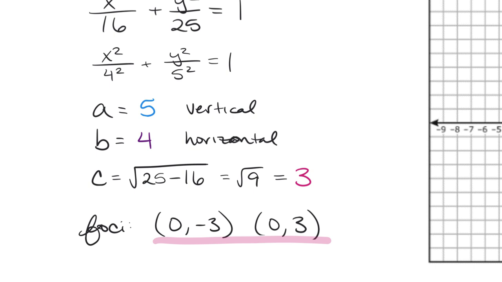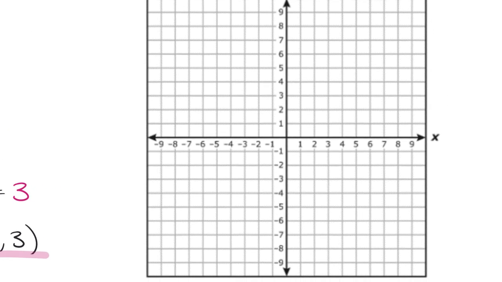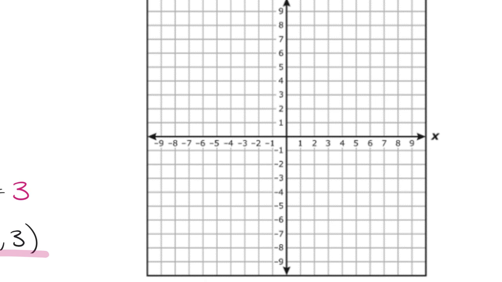When we have the center, both vertices, the major vertices and the minor vertices, and then the foci, we can graph them. This one has a center at the origin, so we go ahead and place our center point at the origin. We are going to count a vertical distance of 5 above.